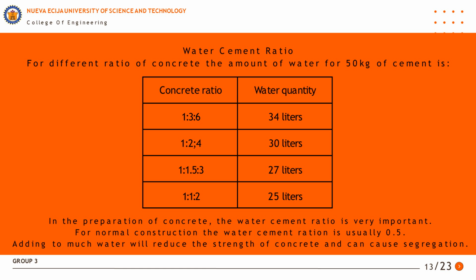Finally, water-cement ratio. So we have a different water content we need to add to our concrete mixture. Our basis would be 50 kg cement and it is as follows. First, for the concrete ratio of 1 to 3 to 6, we add 34 liters of water. For 1 to 2 to 4 rather, we use 30 liters. 1 to 1.5 to 3, 27 liters, and finally 1 to 1 to 2, we use 25 liters.